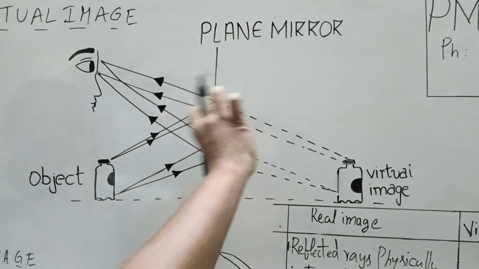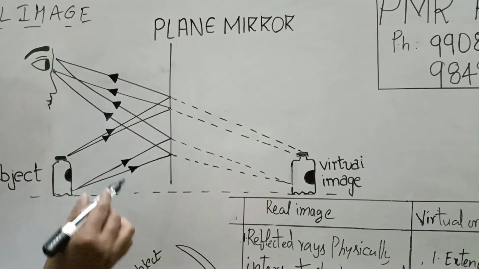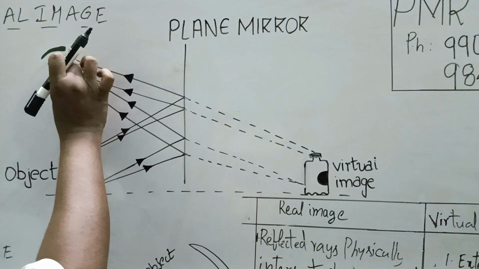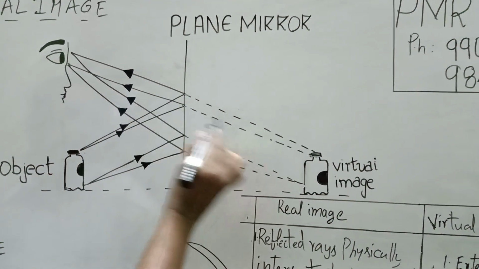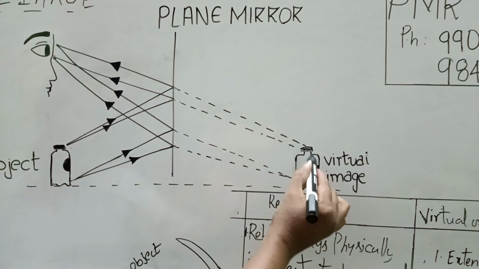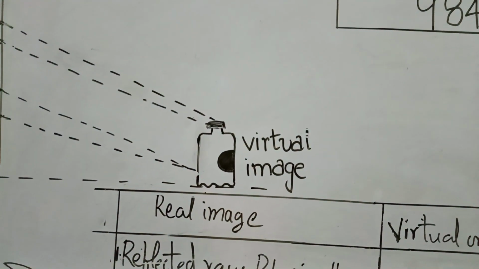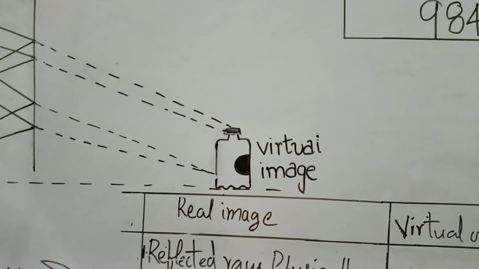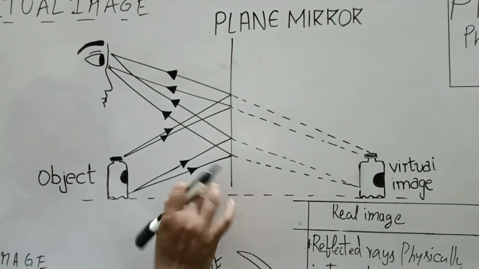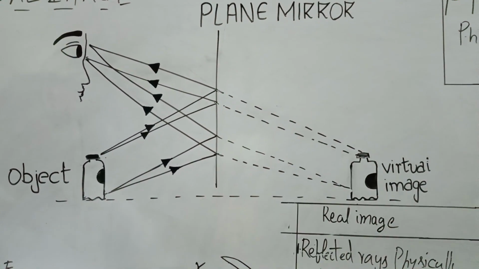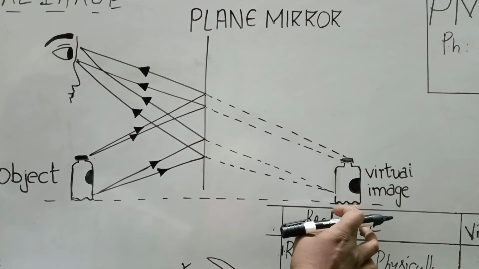So these are all incident rays, these are all reflected rays. Remember that here the reflected rays are converging at our eye, but when they are extended, they meet at a particular point, and here we get the virtual image. Virtual image means unreal. Suppose you stand before the plane mirror, we will get our image at the back side of the mirror. So that is called virtual image.